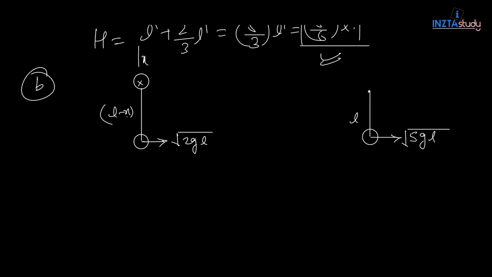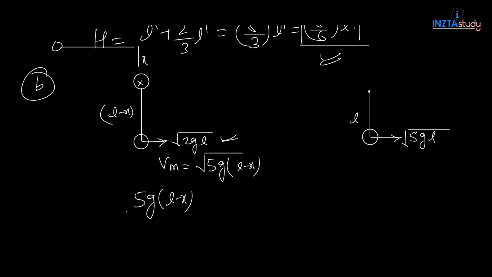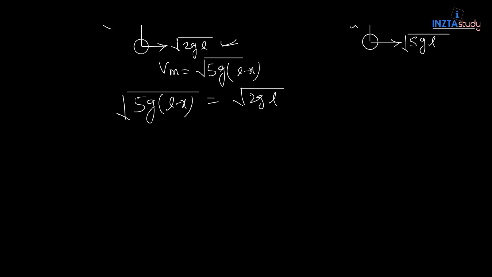So it should have a minimum speed of root under 5g times the length of the string, that is L minus x, and these both are equal, because if that ball is released from 90 degrees, it is going to obtain this much speed. It means root 5g(L minus x) should be equal to root under 2gL. If you solve this, you will get the value of x by L equal to 0.6.